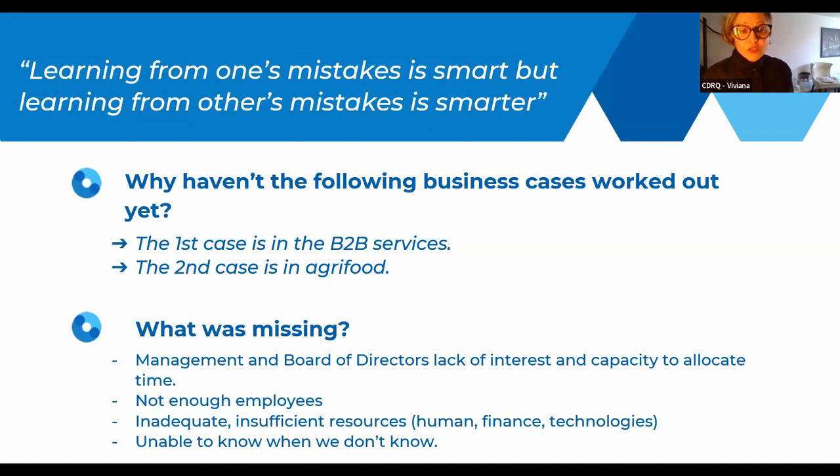The other issue is not enough resources, like not enough employees to take on a committee and make the project advance. There were insufficient resources like finance and technologies, and an inability to know what we don't know. That's very important, because those kinds of blind spots are very important to identify. Knowing what we don't know is very valuable information, and when we are ready to apply scaling, we have to be able to have that assessment.